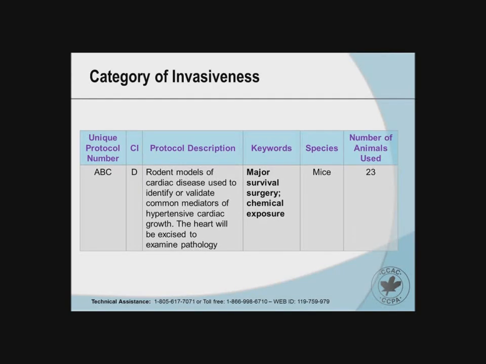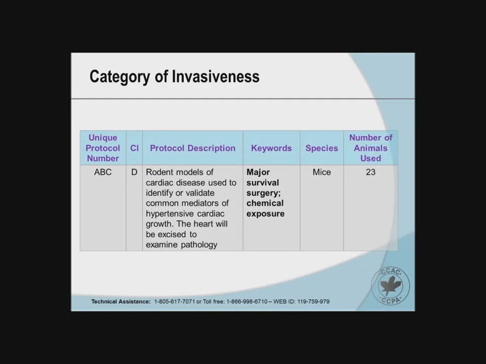And it's important to know that it's the keywords that help to validate that the correct category of invasiveness has been assigned. Therefore, words such as, in this example, major surgery and chemical exposure should be included either in the keywords or in the protocol description. So in this example, animals have undergone surgery and have been exposed to a chemical prior to being killed, and so are in category of invasiveness D.